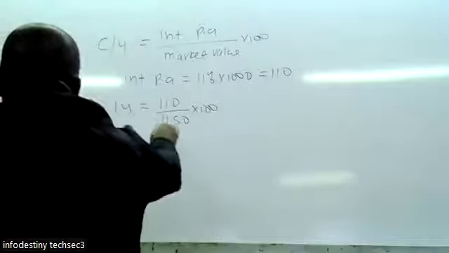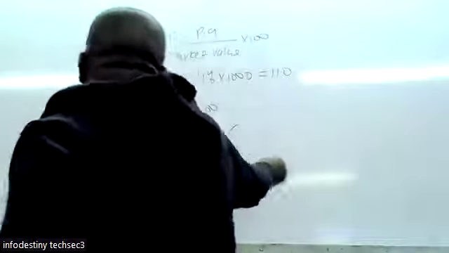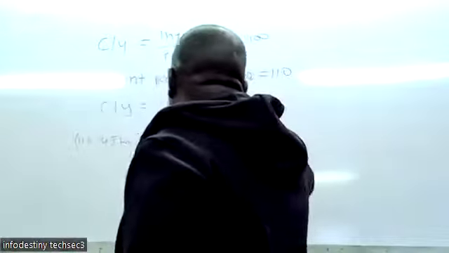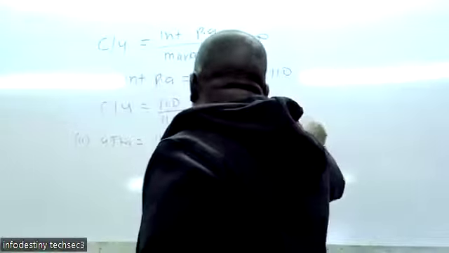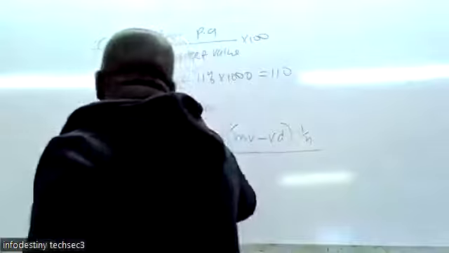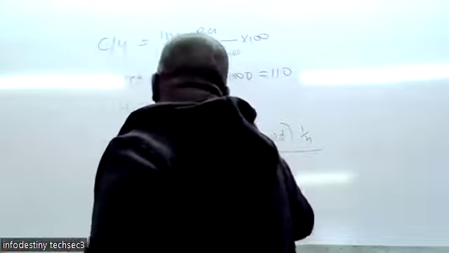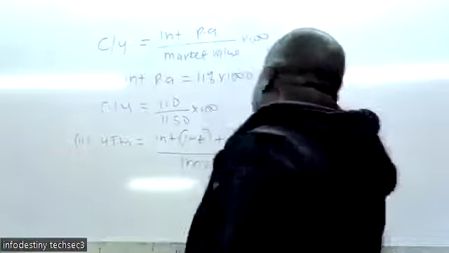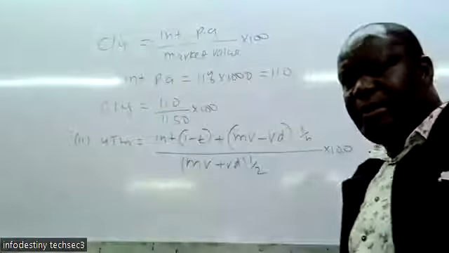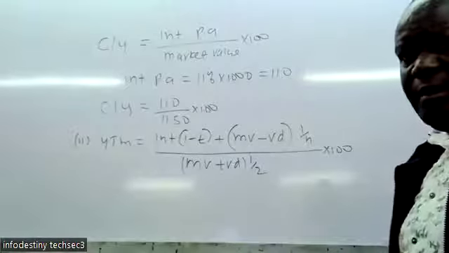It is given by interest times 1 minus the corporate tax, then maturity value minus the current value, times 1 over n. We also divide by maturity value plus the current value, multiplied by a half. Then express it as a percentage.